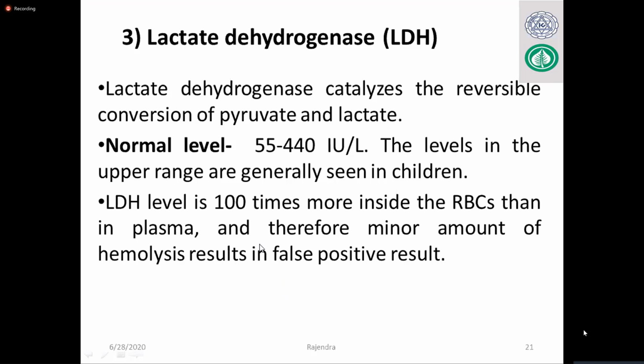That is because these enzymes are present in the RBC. Hemolysis means breakdown of RBC. If due to some problem in sampling there is hemolysis, definitely you will get a very high amount of LDH and your diagnosis will be wrong. That's why we reject the sample and ask them to please send another sample which is not hemolyzed.